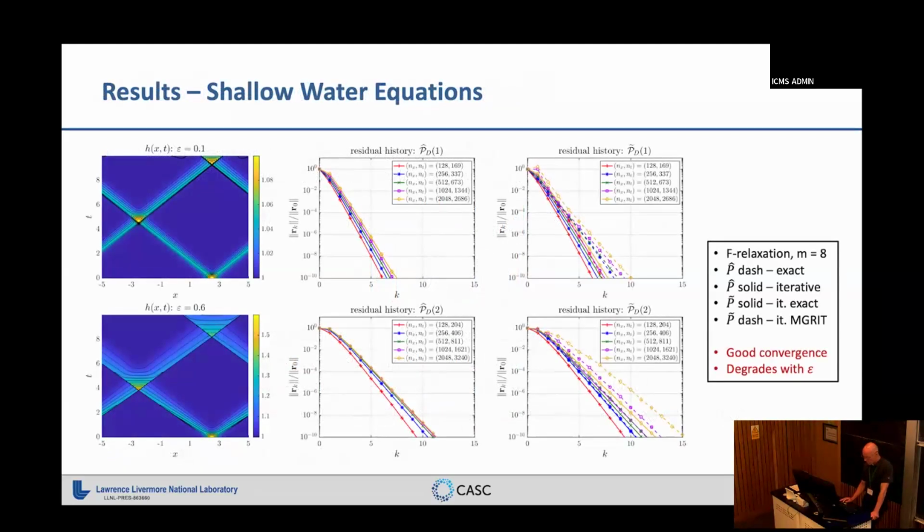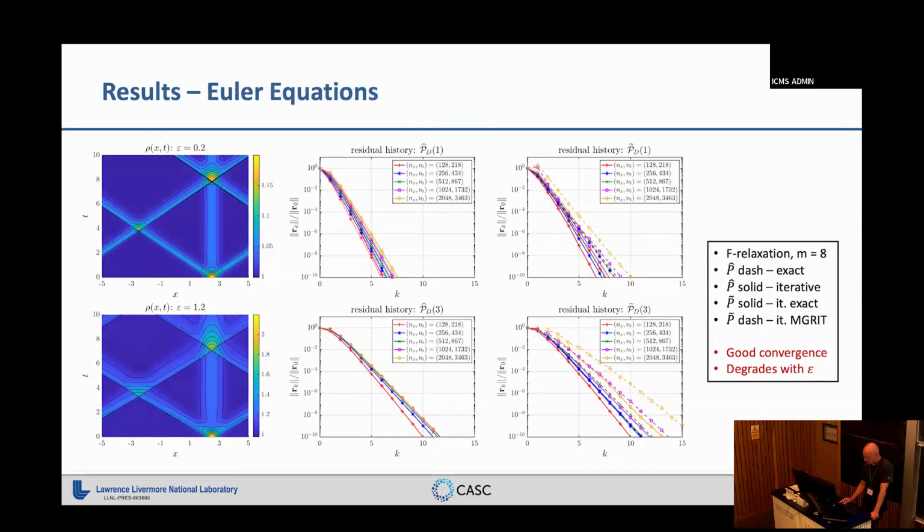Okay, and here are results. This is for the shallow water equations. Epsilon equals 0.1 here, epsilon equals 0.6 here, so the bottom one's the harder case. And there's lots of lines here, but sort of the same story. Convergence is good, and it seems to be bounded independent of problem size, and it degrades with larger epsilon. That's sort of the story here. And same for Euler.